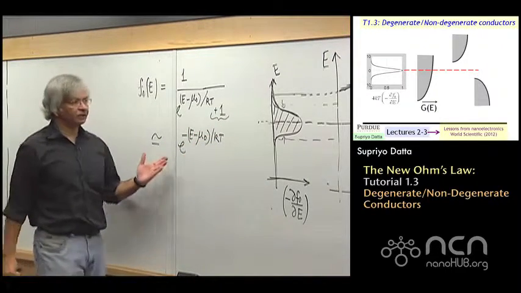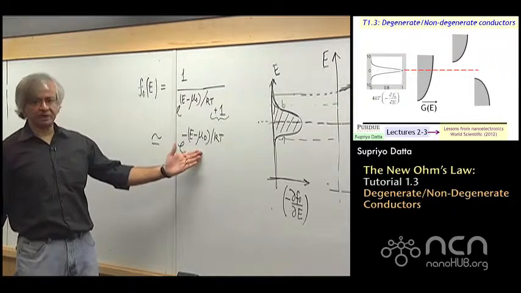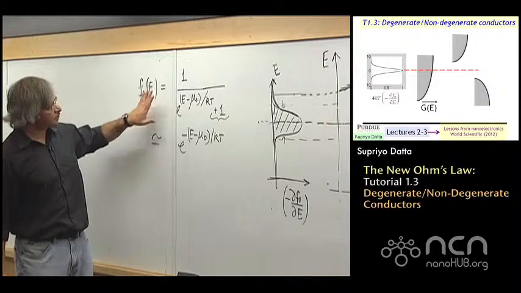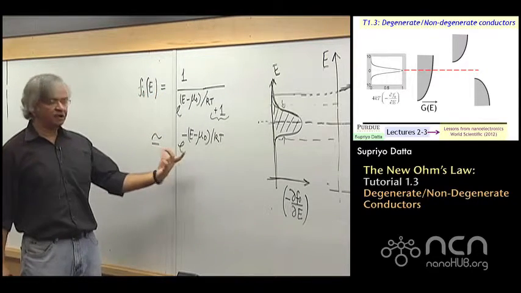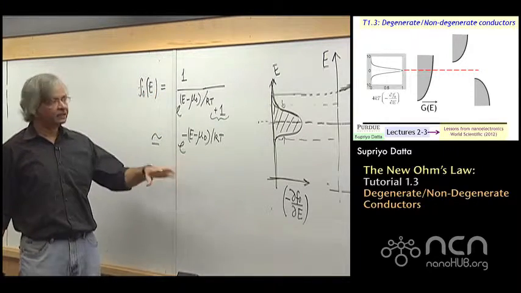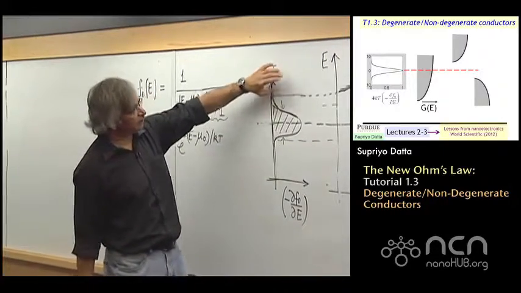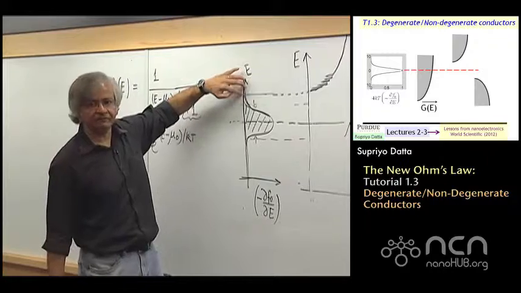And this is what's often called the Boltzmann approximation. See, instead of this Fermi function, you're using the Boltzmann function. And this is appropriate for non-degenerate conductors where all the conduction is at the tails.